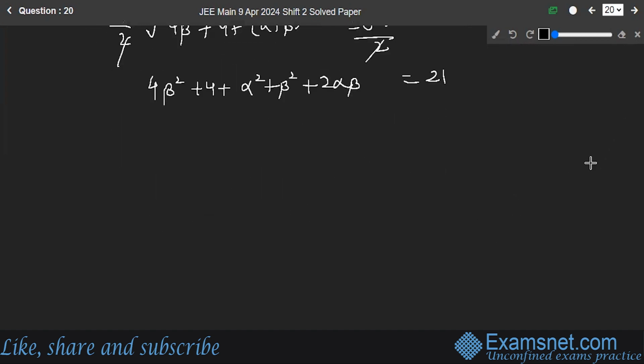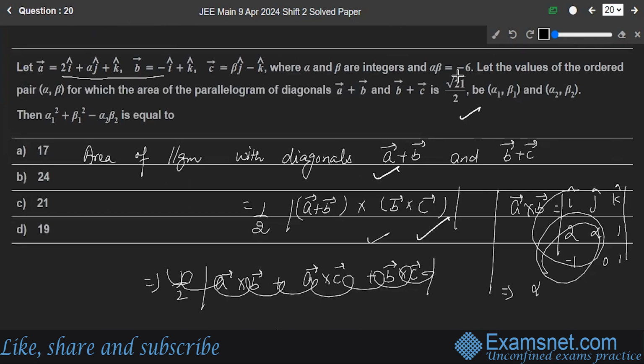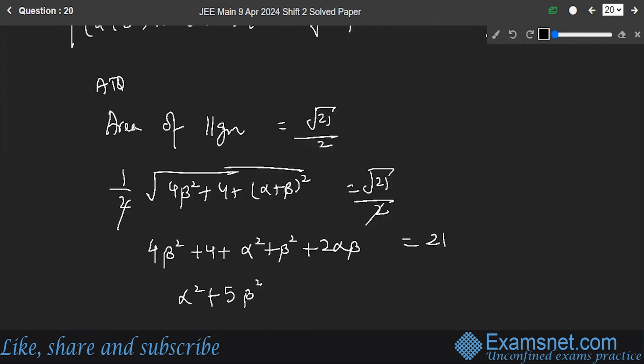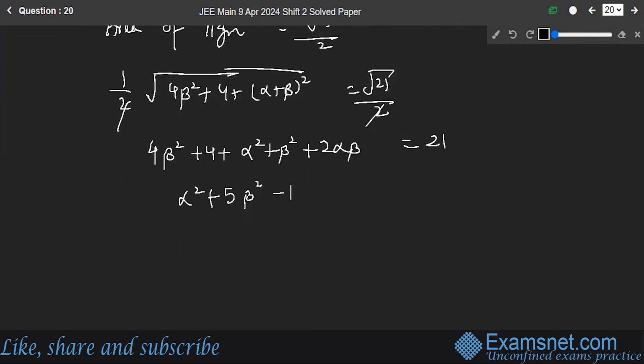Or you will have alpha squared plus 5 beta squared. And you are also given that alpha into beta is equal to minus 6. So that will give you minus 12 plus 4 minus 21 is equal to 0. Alpha square plus 5 beta square is equal to 29. That's it. So also you are given alpha beta is equal to minus 6, and you are also given alpha and beta are integers.